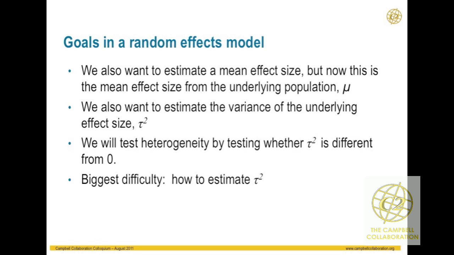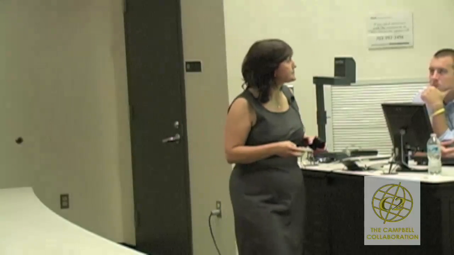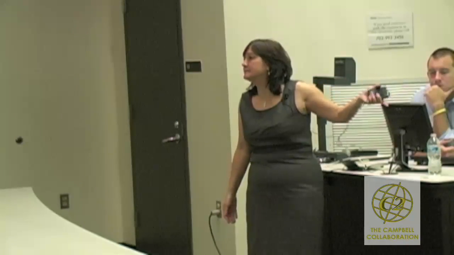Okay, so if you remember that picture, the picture of the random effects model, if we have no variation in that distribution at the bottom, then we're back into the fixed effect case. But our biggest difficulty is how do we estimate tau squared?